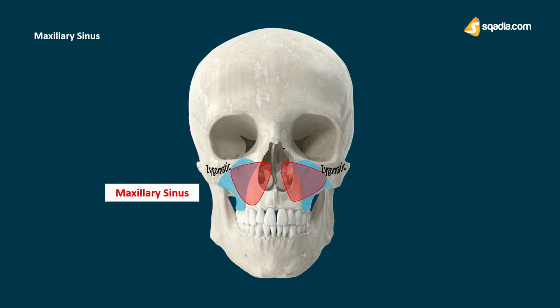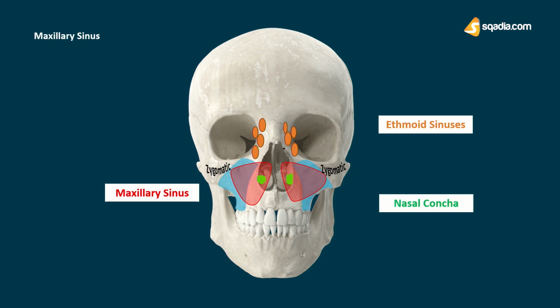On the above side, there are the ethmoid sinuses, and below we have the inferior nasal concha. It opens into the middle meatus of the nose, usually by two openings, one of which is closed by mucous membrane in the living state. The mucus keeps the nose from drying out. Occasionally, there are projections in the maxillary sinus from the roof to the anterior wall.